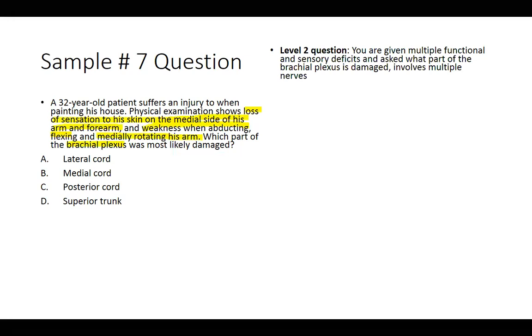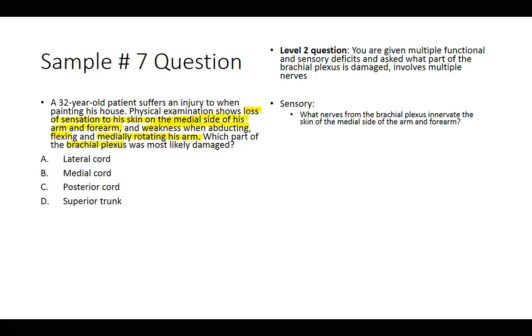So look at the sensory first. We're going to break this down one piece at a time. Again, we're thinking about brachial plexus the whole time. And if you look at the answer choices, you're getting an idea. Lateral cord, medial cord, posterior cord, and superior trunk, where C5 and C6 is coming off of. So we have an idea of what's coming through here. All right, so let's think about sensory. What nerves from the brachial plexus innervate the skin of the medial side of the arm and the forearm?